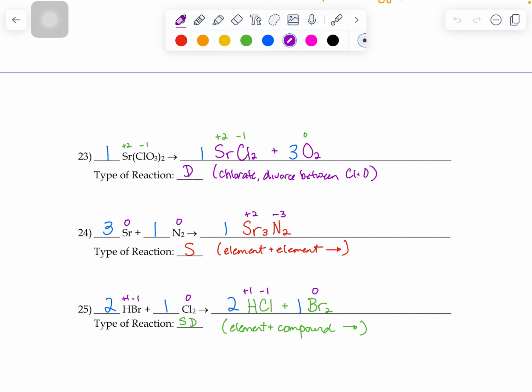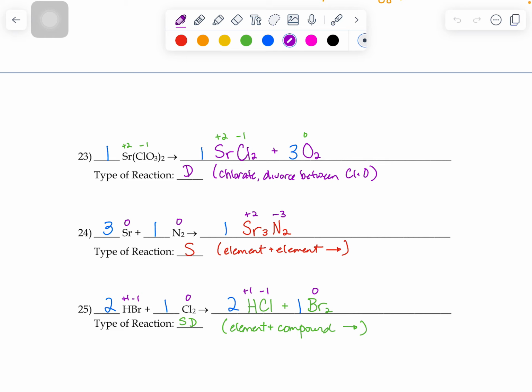24 we know is a synthesis because I see an element added to another element. Elements are neutral, but unstable, and so strontium and nitrogen would come together to make an ionic compound. Strontium forms +2 charges, nitride -3, so when we make our neutral compound, we get Sr3N2, and then we'd need some blue coefficients there, so just a 3 in front of the strontium.